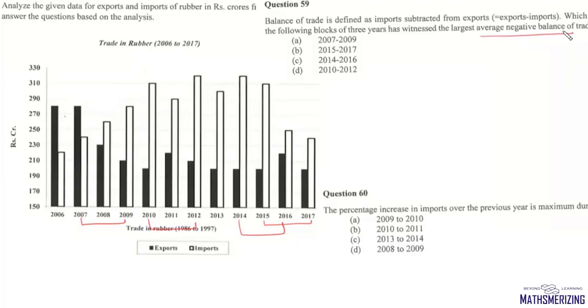Now just by looking at this graph, we know that these two blocks, one from 2010 to 2012 and the other from 2014 to 2016, have more variations in export and import than these two, from 2007 to 2009 or from 2015 to 2017. So if we compare these two blocks, we'll get our answer. It should be either of the two, either from 10 to 12 or from 14 to 16.